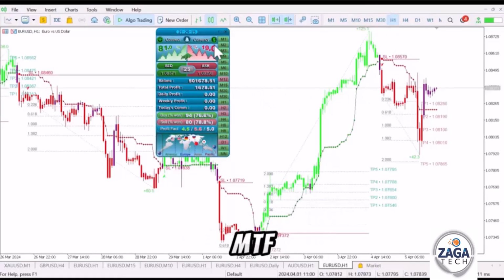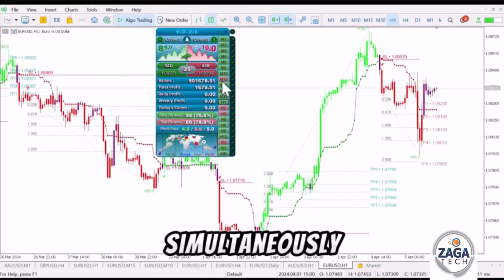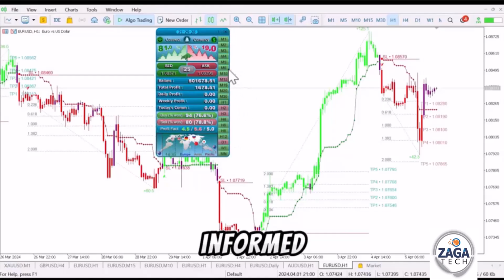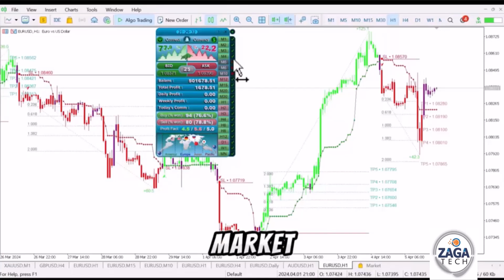14. MTF analysis, multiple timeframe analysis. Allows traders to analyze the market from different time frames simultaneously, providing a more comprehensive view of market dynamics and trends. This helps traders make better informed trading decisions by considering multiple perspectives of the market.